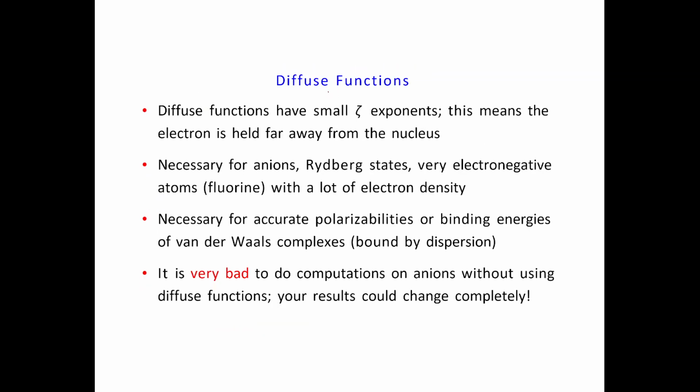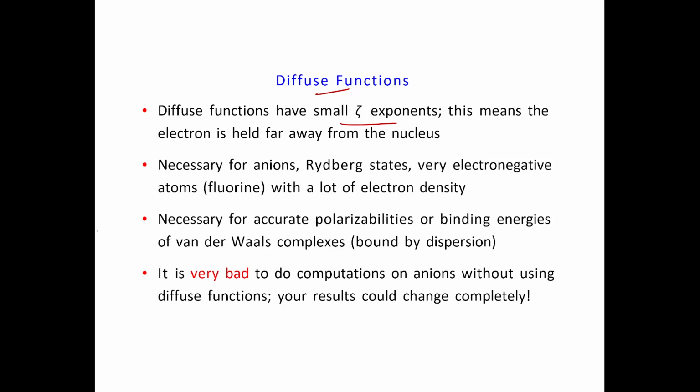Now you have diffuse functions. A diffuse function has a small zeta exponent. If your zeta is small, that means you will decay slowly, right? So this means that the electron is held far away from the nucleus, because your electron density will decay slowly, whereas it decays quickly with a larger zeta exponent.